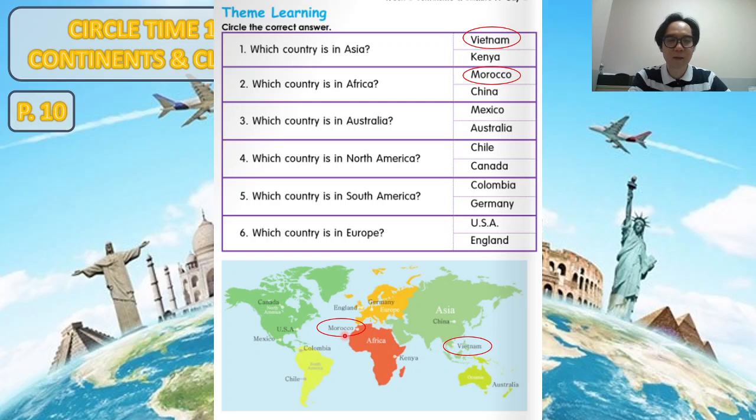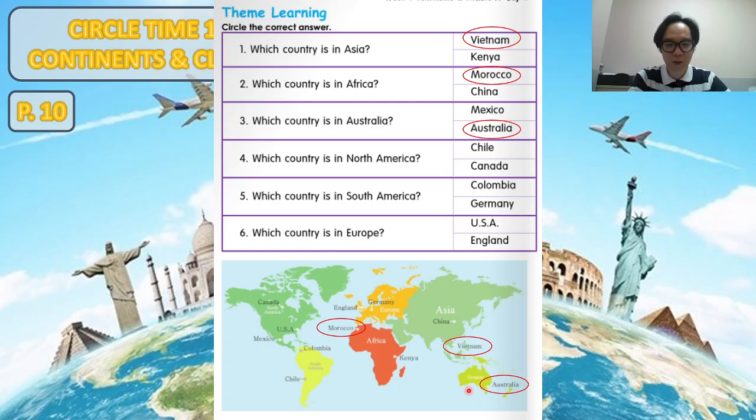Now, here's number 3. It says, which country is in Australia? We talked about this a little bit at the beginning, but it's a tricky question. It says Mexico and Australia. Which one's in Australia? Australia is in Australia. But where is Mexico? Do you know where Mexico is? Can you find it on our map?